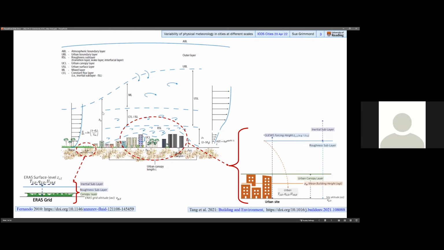The other major layer is the boundary layer, which in the urban environment we call the urban boundary layer, which is going to vary by time of day and through the seasons, both due to the surface heating that's occurring, but also the background atmospheric conditions.